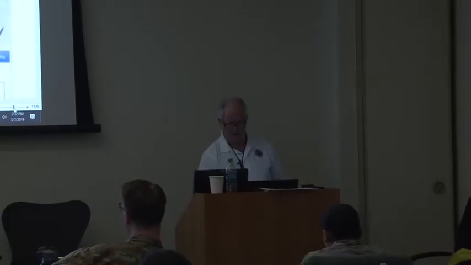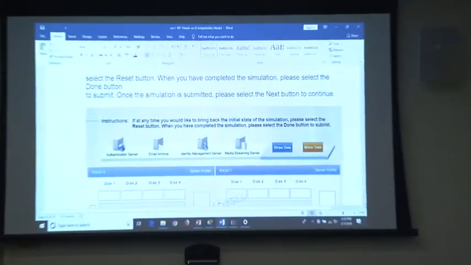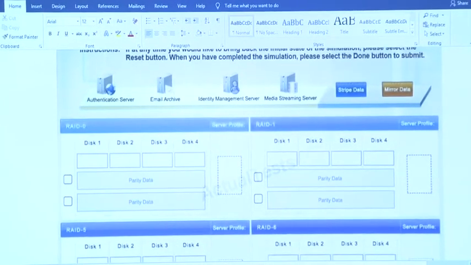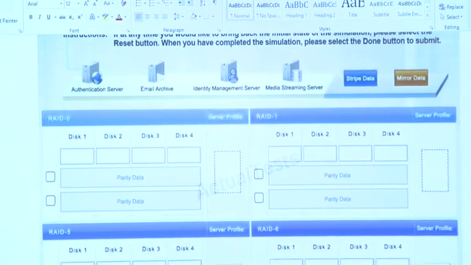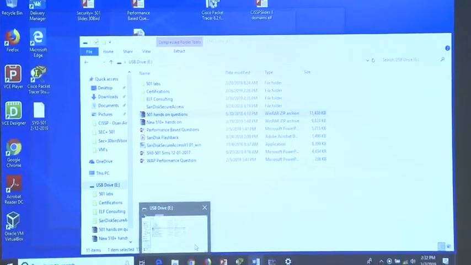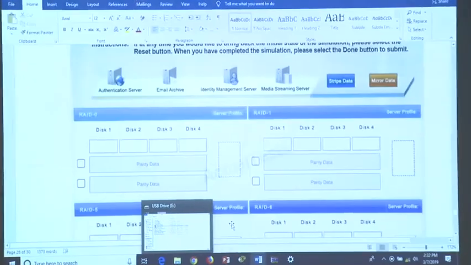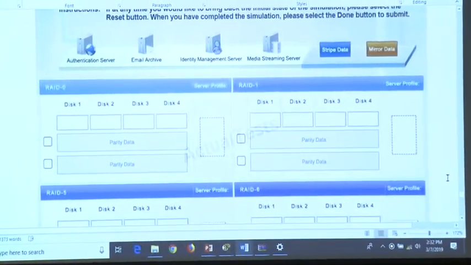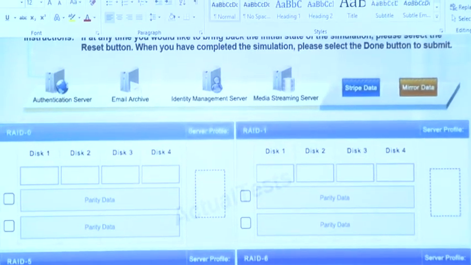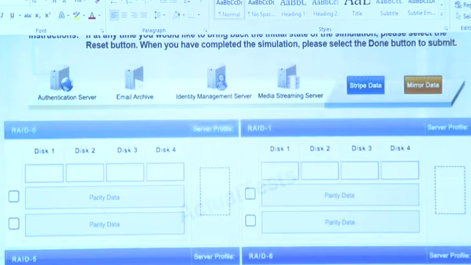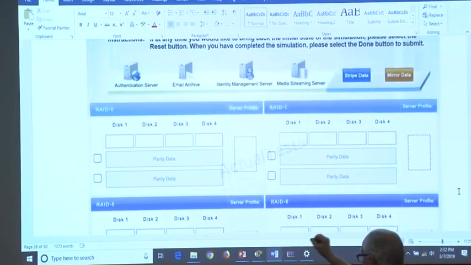This is a question that a lot of my students got, on the 501 hands-on questions. This is on the Word file that's there. What they're asking you to do is, we were just looking at RAID, so we've got RAID 0, RAID 1, RAID 5, and RAID 6.